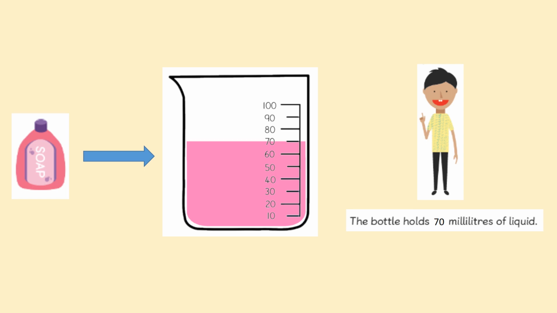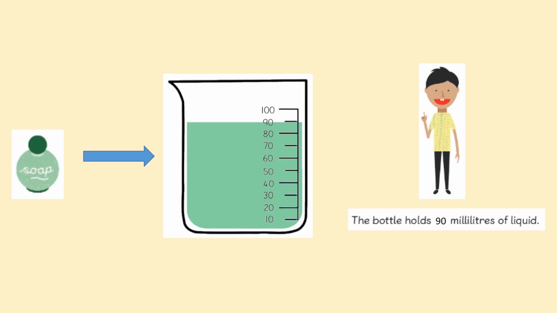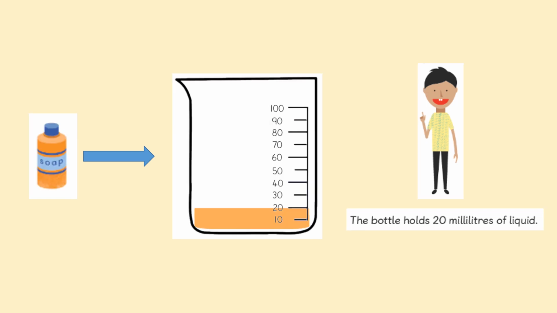So well done if you said that Ravi should pour them into a measuring jug, because that's exactly what he did. He started off with the pink soap, he poured it into a measuring jug, and found out that this bottle holds 70 millilitres of liquid. Then he poured in the green soap and found that that bottle holds 90 millilitres of liquid. And finally he poured in the orange soap and found that that bottle had 20 millilitres of soap inside.